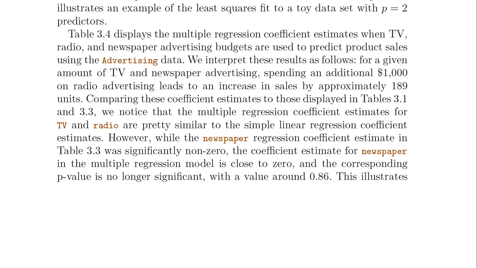For a given amount of TV and newspaper advertising, so think of your partial derivatives, keeping these two variables fixed, keeping the x's fixed, the x TV and the x newspaper advertising fixed, spending an additional $1,000 on radio advertising leads to an increase in sales by approximately 189 units, comparing these coefficient estimates to those displayed in tables 3.1 and 3.3. We'll go back to them if necessary.